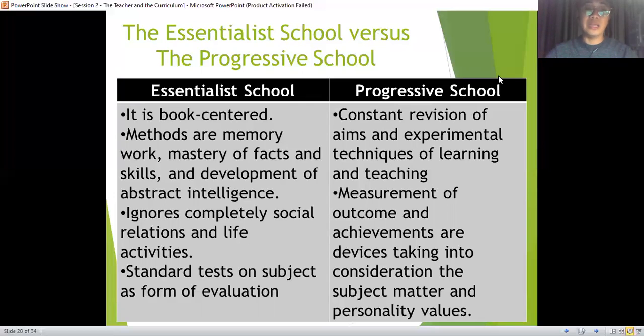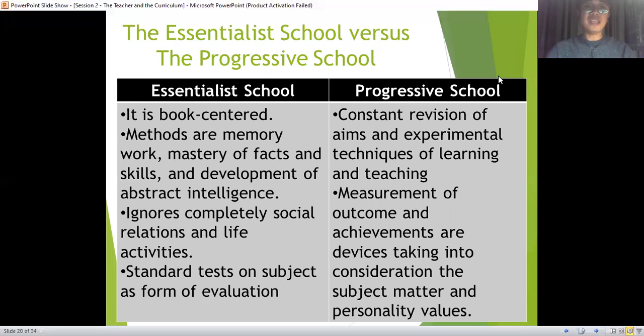For essentialist school, again, memory work, mastery of facts, development of abstract intelligence. But under progressive school, it's not only about abstract intelligence. Dyan na pumapasok yung theory ni Howard Gardner that is multiple intelligences. That intelligence is not only something that is in the mind. It could be kinesthetic, it could be musical, it could be a lot, it could be spatial.